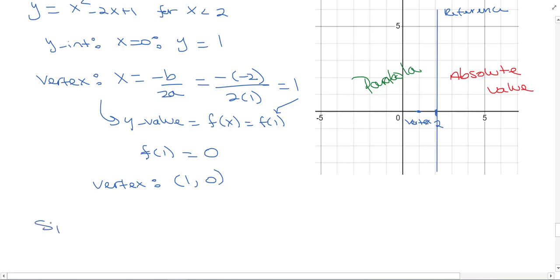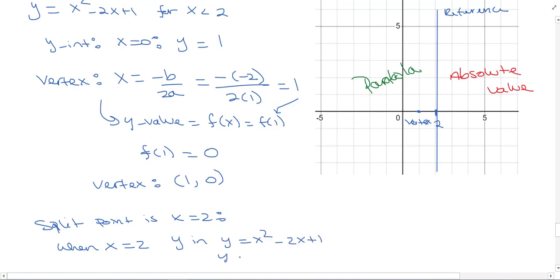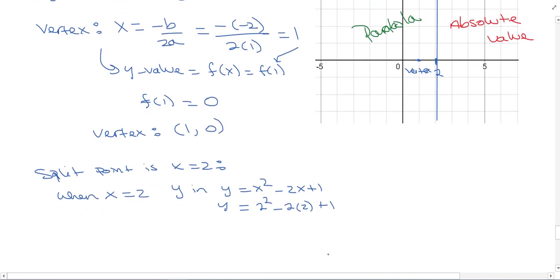So our split point is x equals 2, so I need to find f of 2. So when x is 2, then y in y equals x squared minus 2x plus 1 is equal to, what's that? 2 squared minus 2 times 2 plus 1. So 1.